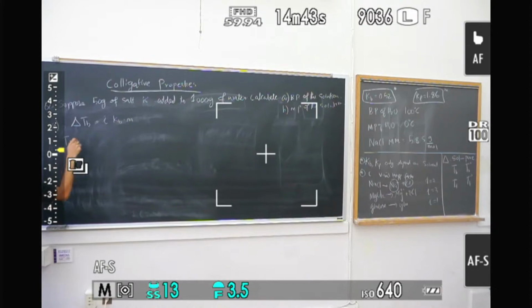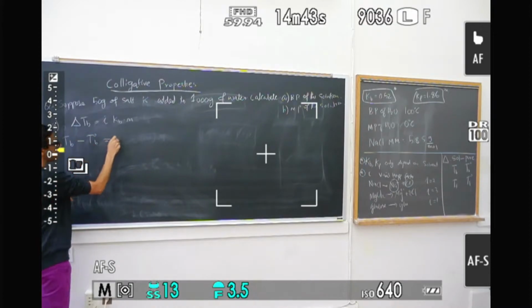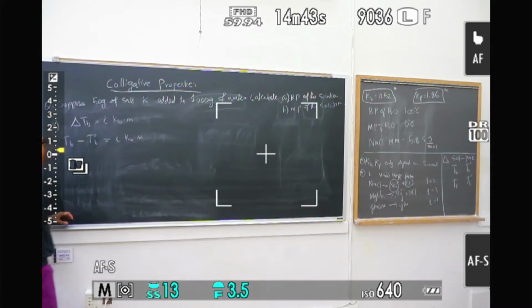TB of the solution minus TB of the pure solvent equals i times Kb times m. All right, what's my TB? Or what do I know that I can plug into this equation? 100. Where does it go? T naught. T naught, right? Good. 100 for T naught. Great. So that's 100.